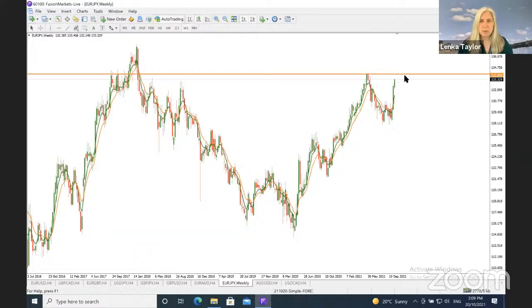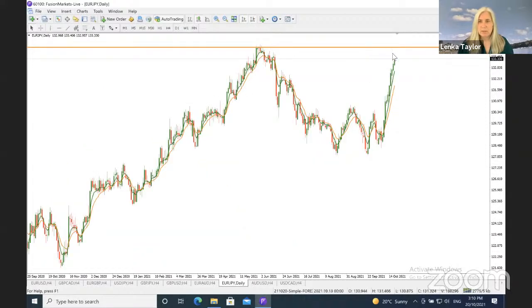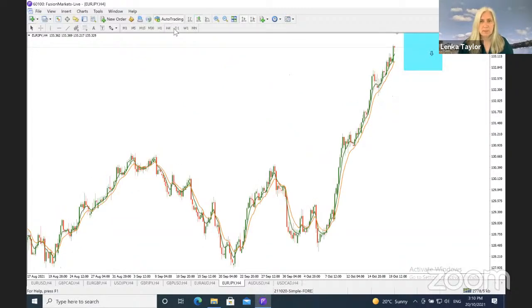So I'm going to watch and see if there is a reversal around that area. There's not enough room for my strategy to go further up. So I'll just wait and see.